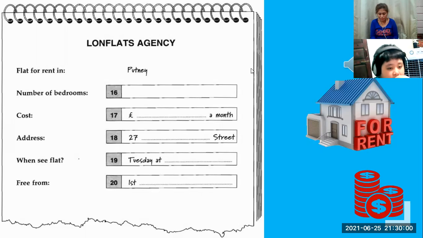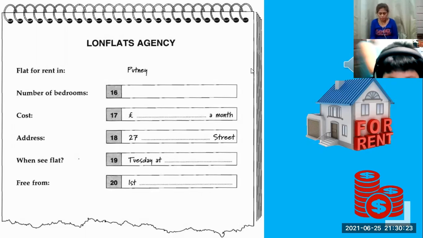Hello, Lawn Flats Agency. Can I help you? Oh, yes. My name's Mark Jones. I'm phoning about the flat for rent in Putney. I saw the advertisement in the paper. In Putney? Well, yes, Mr. Jones, that one's got two bedrooms. Are they double bedrooms? One double and one single.